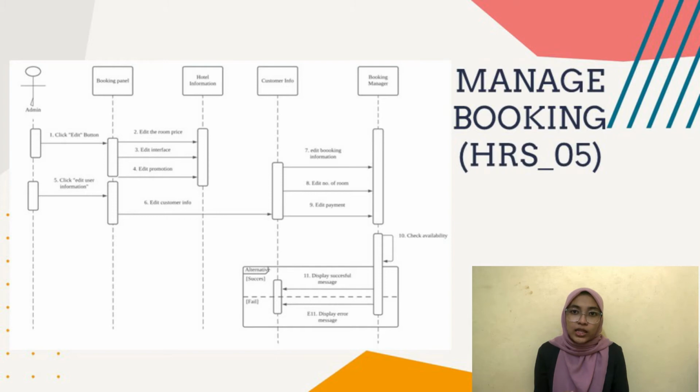From the booking panel, it will go to the object customer info to edit the customer info. Okay, then it will go to booking manager for booking information, edit number of room, and edit payment. From there, it will check availability of the request. So it will represent an alternative box to customer info, which is for success and fail. If success, it will display a successful message, and if it fails, it will display an error message.